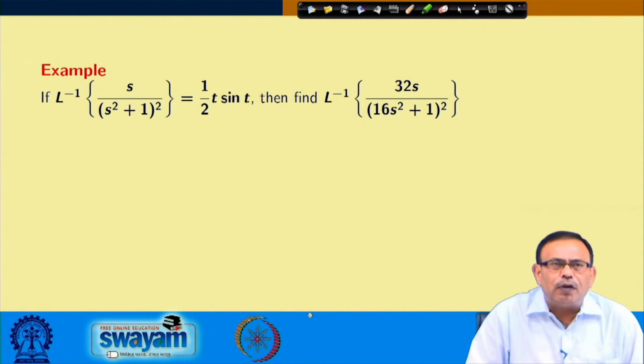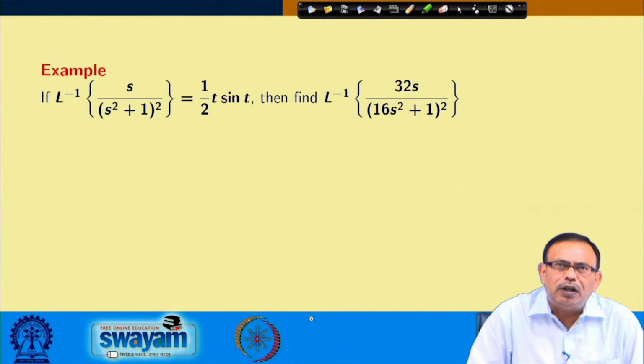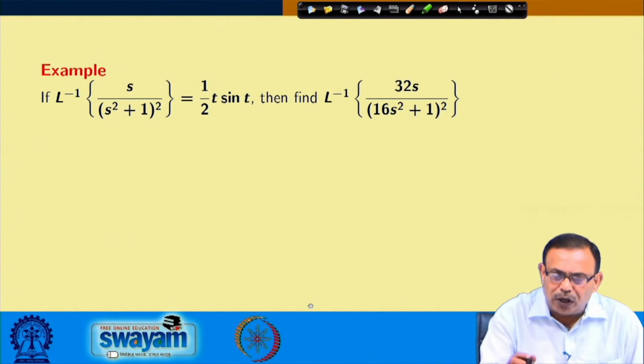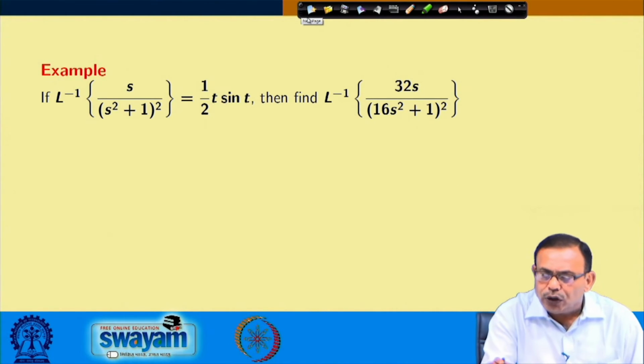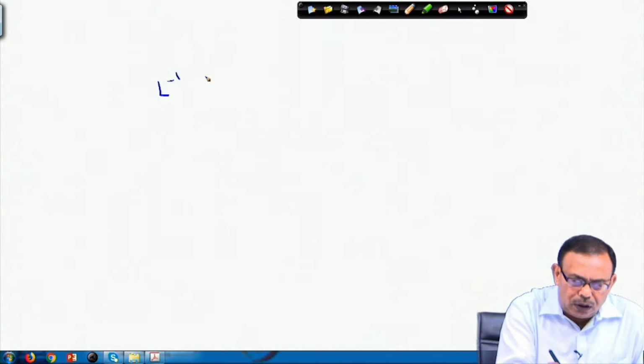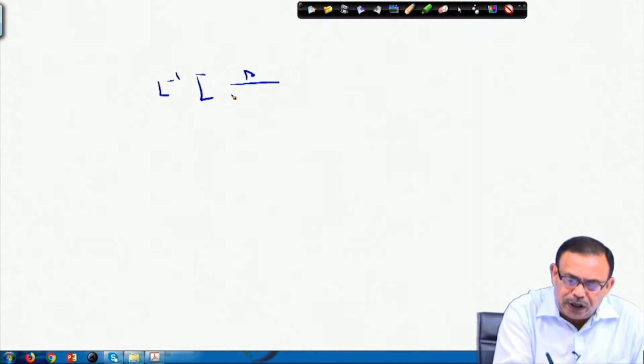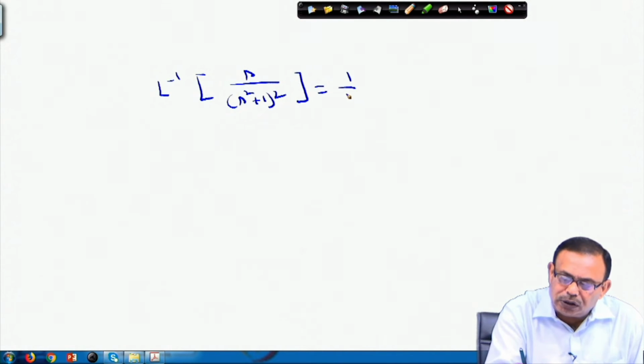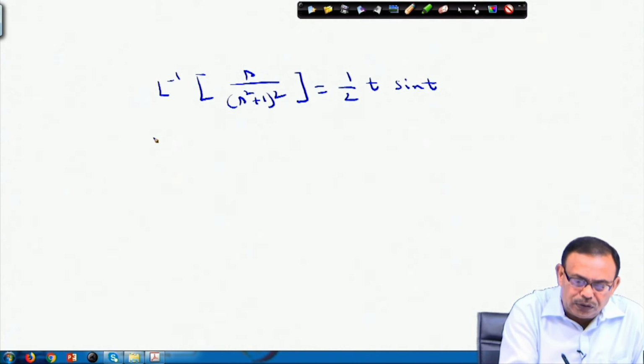If the Laplace inverse of s by (s square plus 1) whole square is half t into sin t, then you have to find out the Laplace inverse of 32 s by (16 s square plus 1) whole square. So, for this, I know that the Laplace inverse of s by (s square plus 1) whole square is equal to half t into sin t. This is known to me.